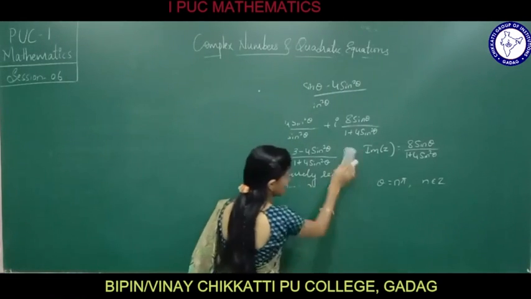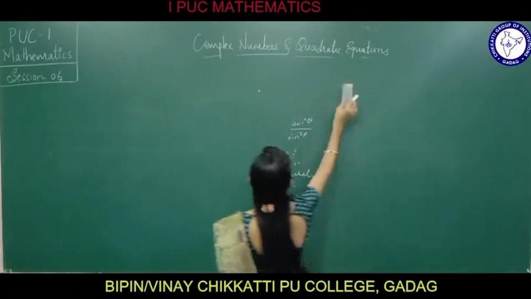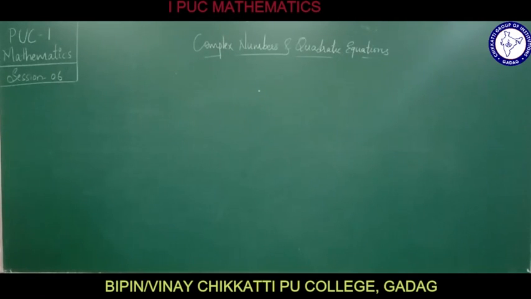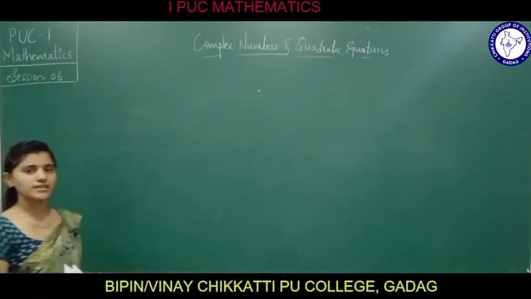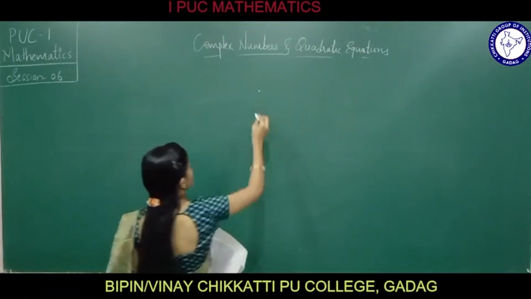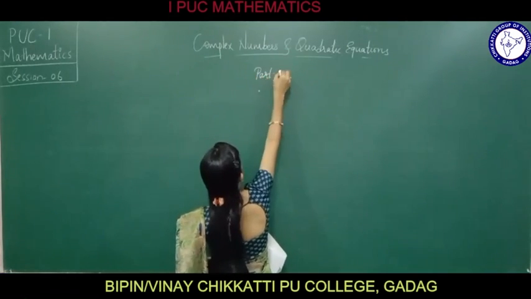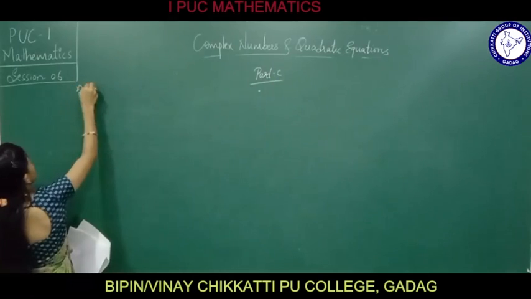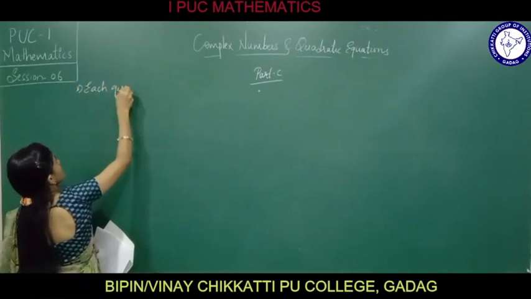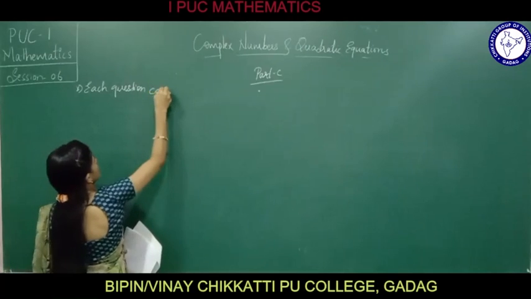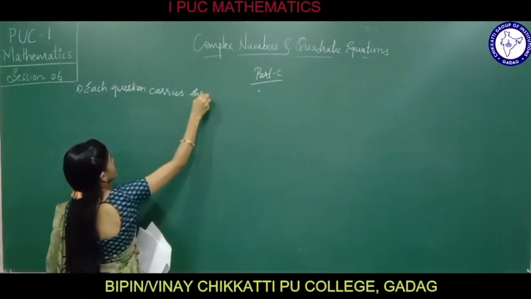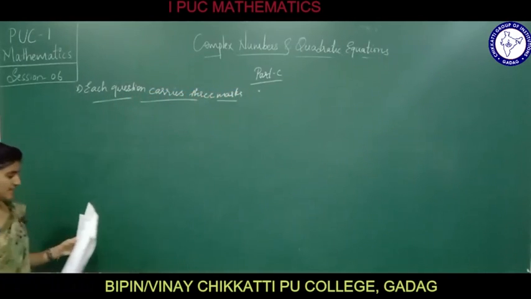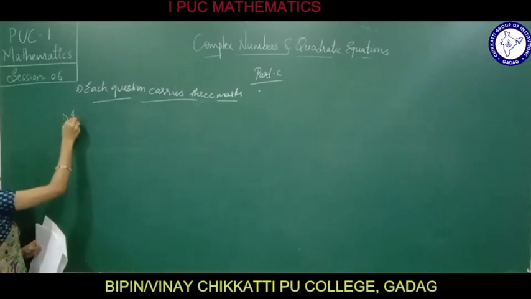What is the next problem? Let us see. Okay. What is given? Till now we have dealt with part B questions. Now let us move to part C questions. Part C in the sense what? Here each question carries 3 marks.